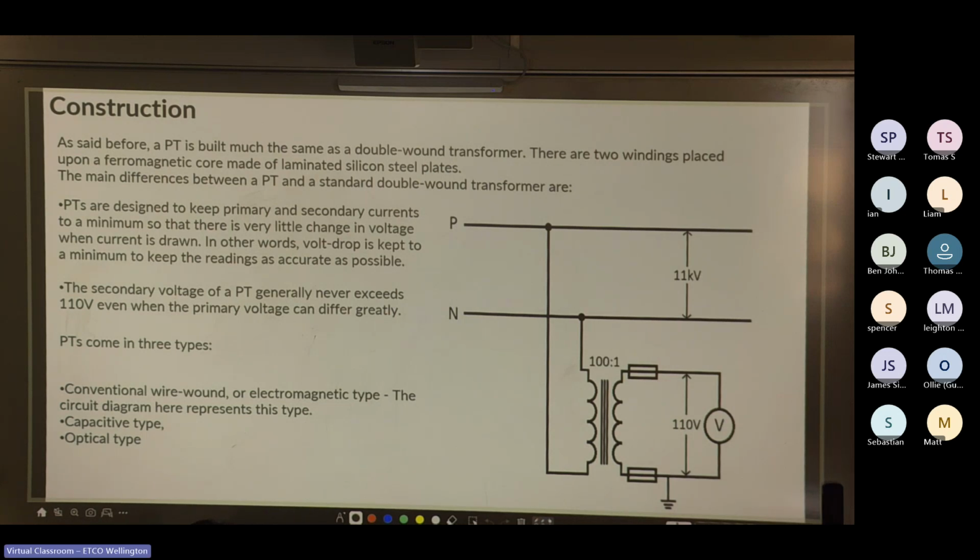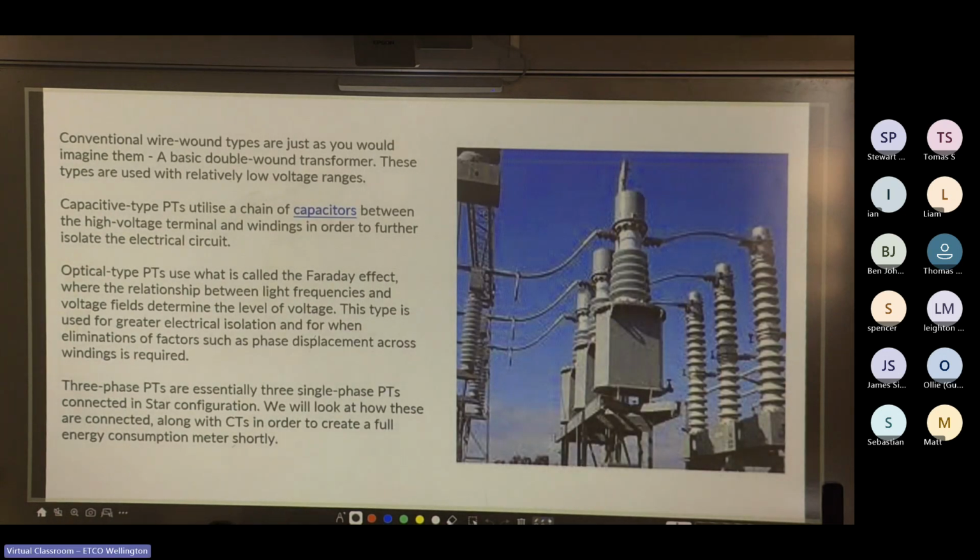They come in three types. Conventional wire wound or electromagnetic type. The circuit diagram here is a representation of that. Capacitive type and optical type. A conventional wire wound type is, as you would imagine, a basic double wound transformer. These types are used with relatively low voltage ranges.